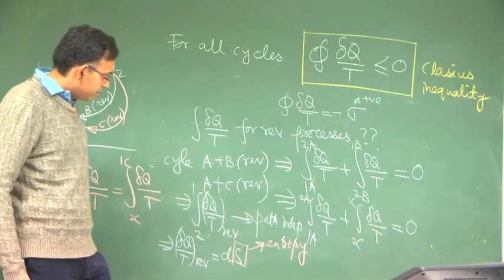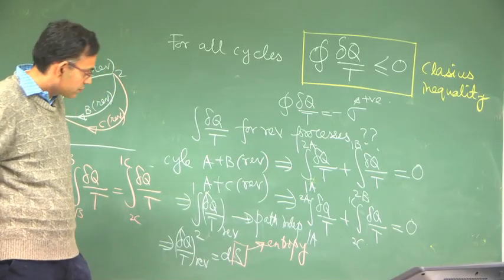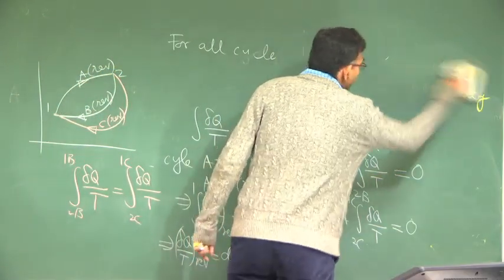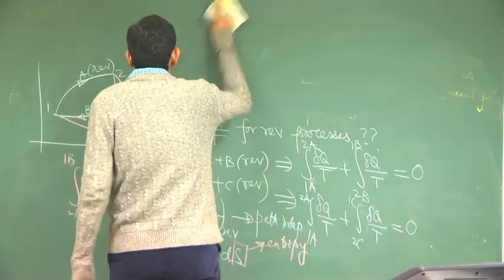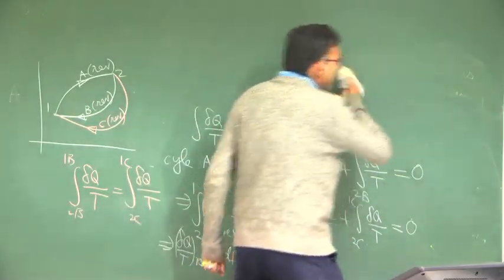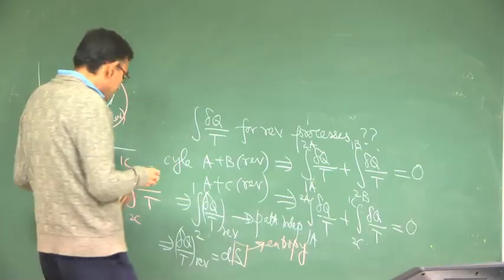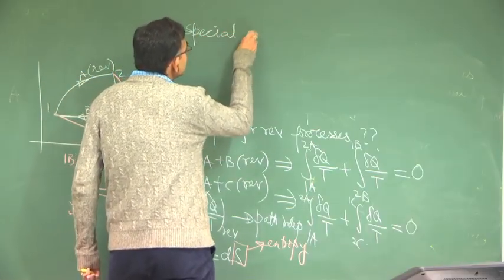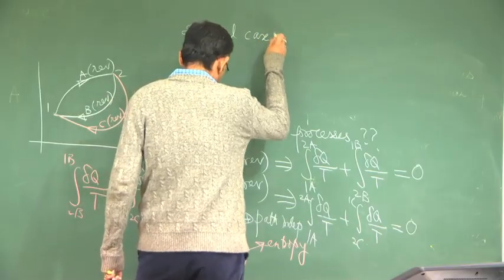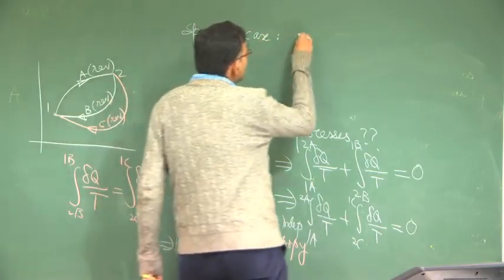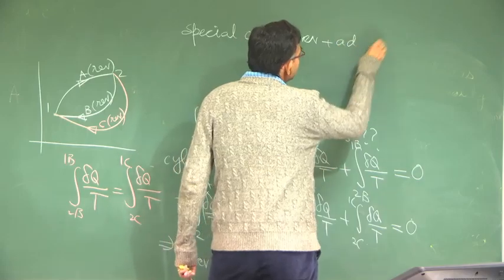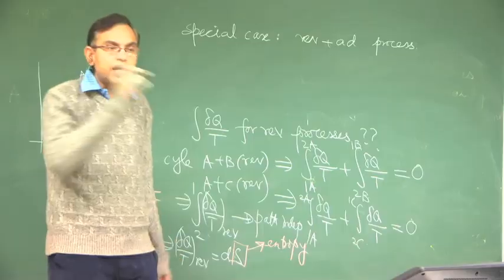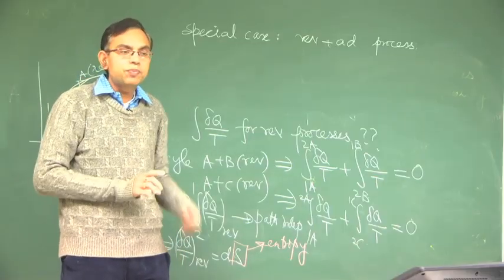Now the question is that, a special example. So the entropy definition comes through this. Now a special case, reversible plus adiabatic process. Why is this case so important? You have seen that in the Carnot cycle this appears as one of the processes.